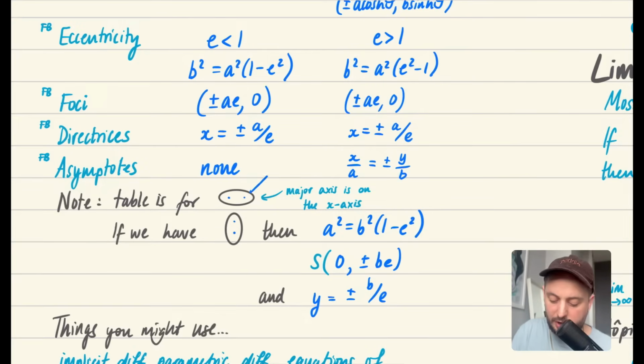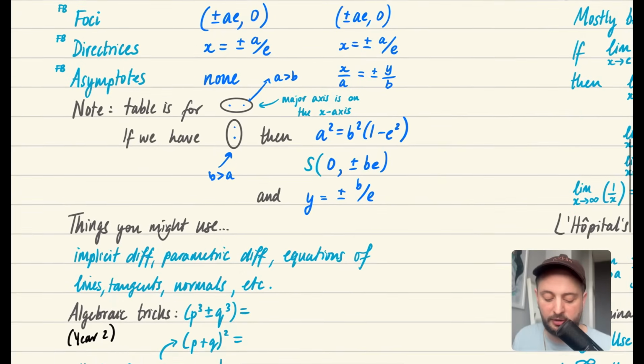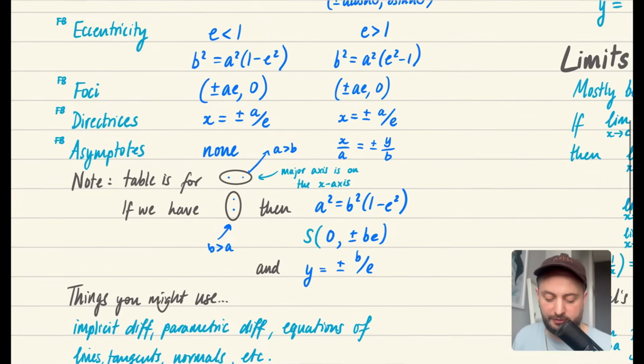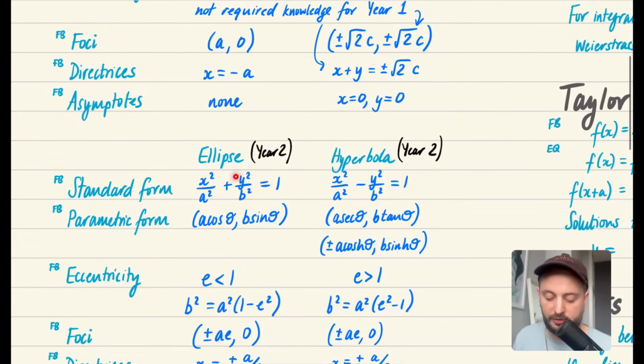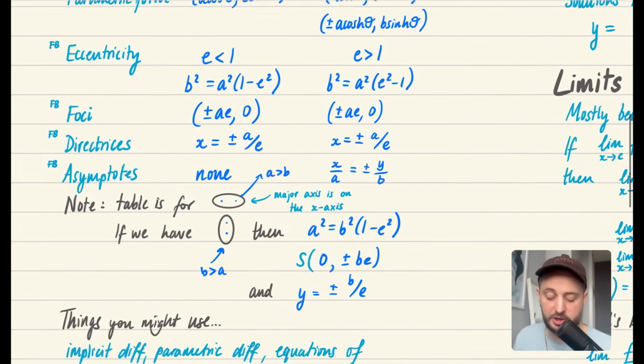So I'll just quickly jot that down here. This is where a is bigger than b, and this one is where b is bigger than a. Obviously, if a was equal to b, it's a circle, and we wouldn't be coming up with that in this kind of thing. So things you might use in this, you're going to be using implicit differentiation if you're going to be using it in the kind of standard forms that we've got here. That would require some implicit differentiation.